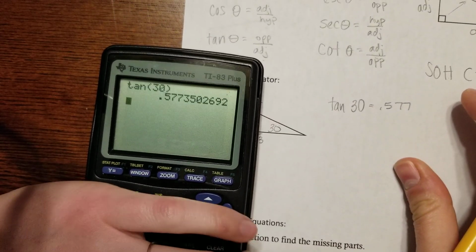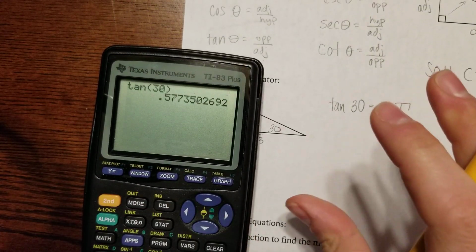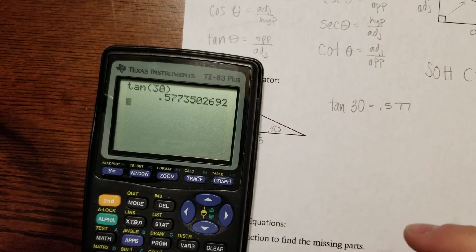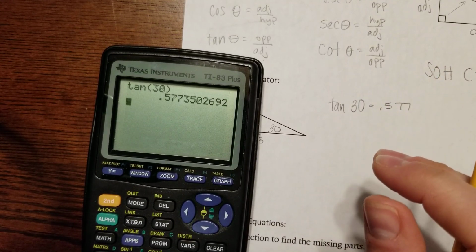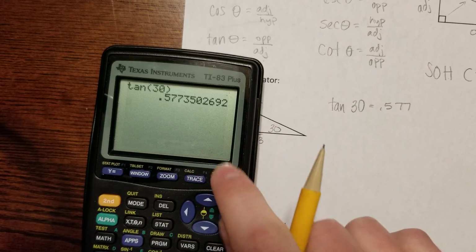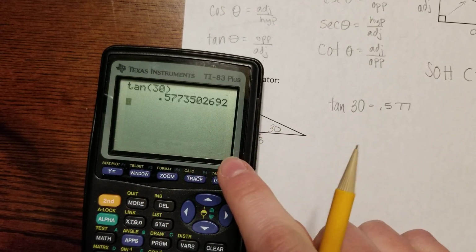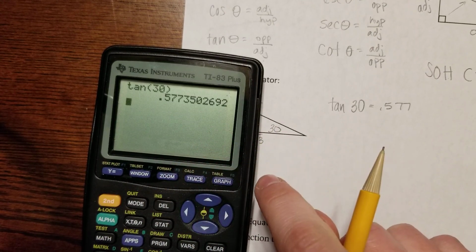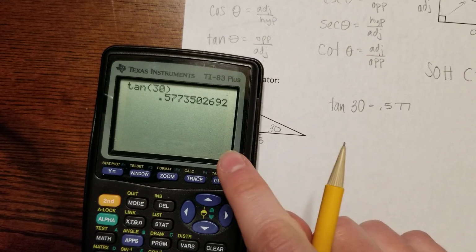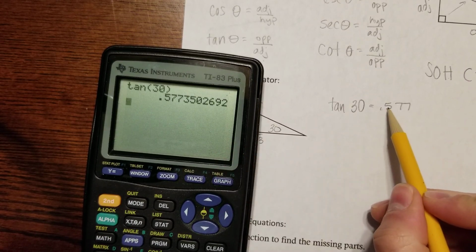If you have the calculator where you can only see small bits at a time, you're actually going to type it in backwards. So I will refer to these a lot as a backward calculator. So instead of hitting tangent 30, you're going to have to tell it what angle it is first. So 30, and then hit your tangent button. Do that and see if you can get it to spit out 0.577.